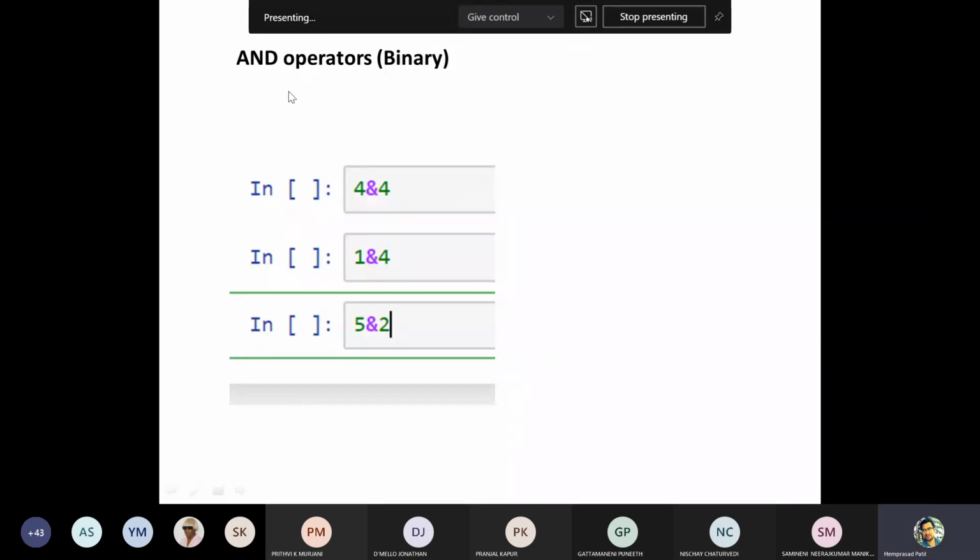Then AND operators. So this 4 and 4. So how does it operate? It converts this 4 into binary representation. So what is binary representation of 4? 0100 and 0100. So answer will be 0100. So same logic, tell me the answers for this: 1 and 4. What will be the answer? 5 and 2, what will be the answer? Convert this 1 and 4 into binary. Find the answer, convert it into decimal.